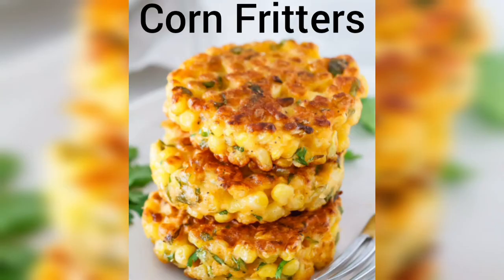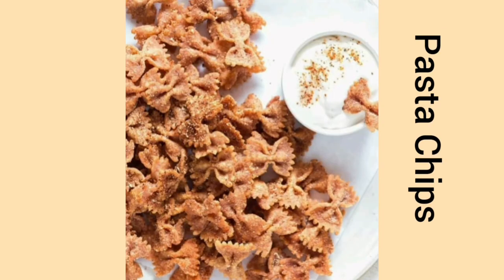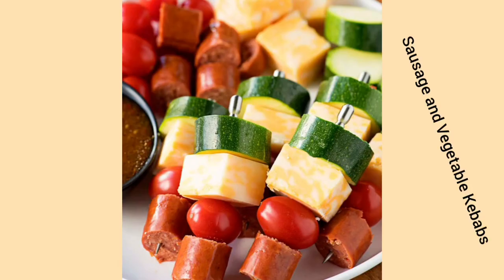So moving on to some popular meal choices that you can prepare. For your appetizer, the first one being corn fritters, and this would use canned sweet corn as the convenience food. Next is cucumber and tuna bites, and this is very simple because you only would use canned tuna and some slices of cucumber. Followed by pasta chips. Now this is a unique one, but it would use dehydrated pasta. Potato croquettes, you can add mixed vegetables to this, or if you want to use bacon, that could also be a component. Next, we have sausage and vegetable kebabs, and this could use frankfurters or tin sausage.